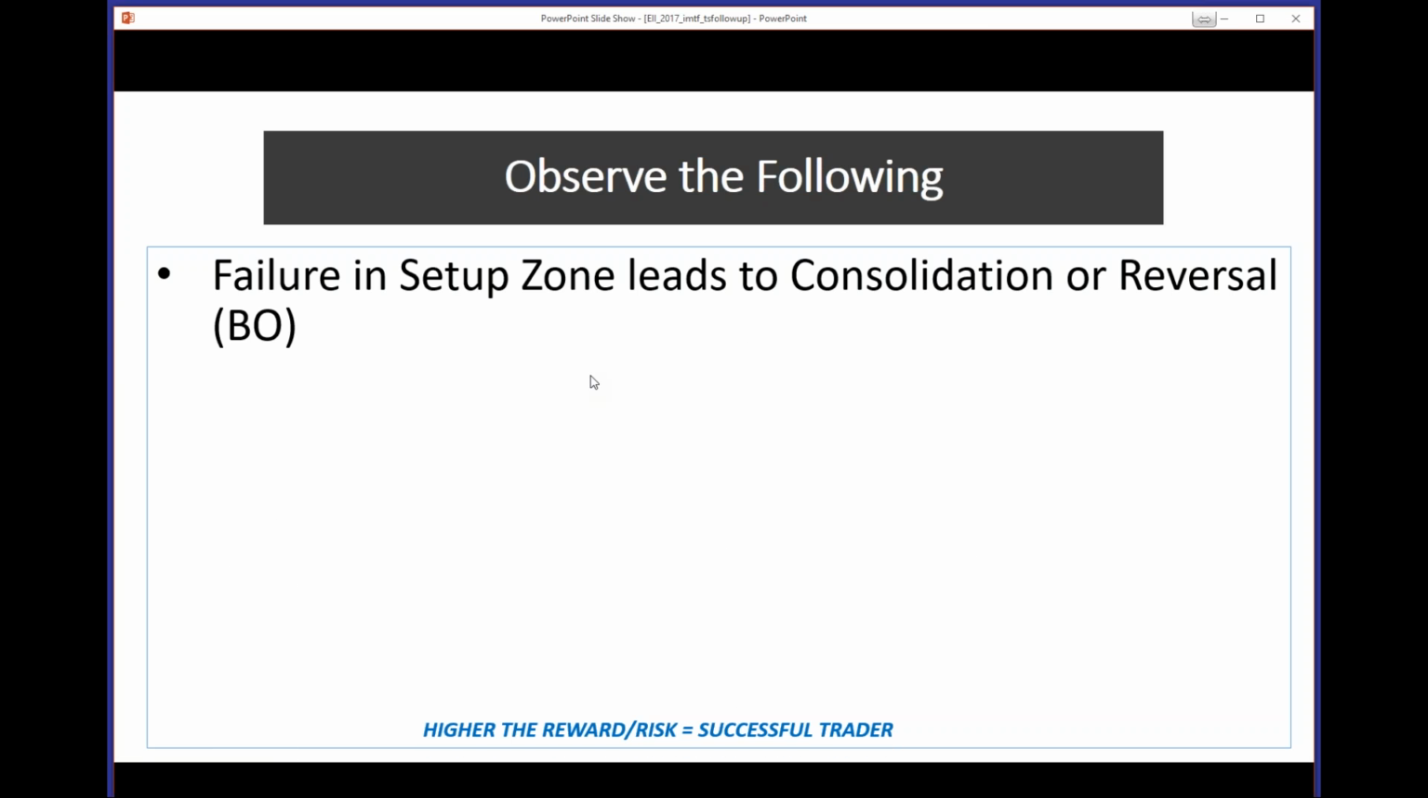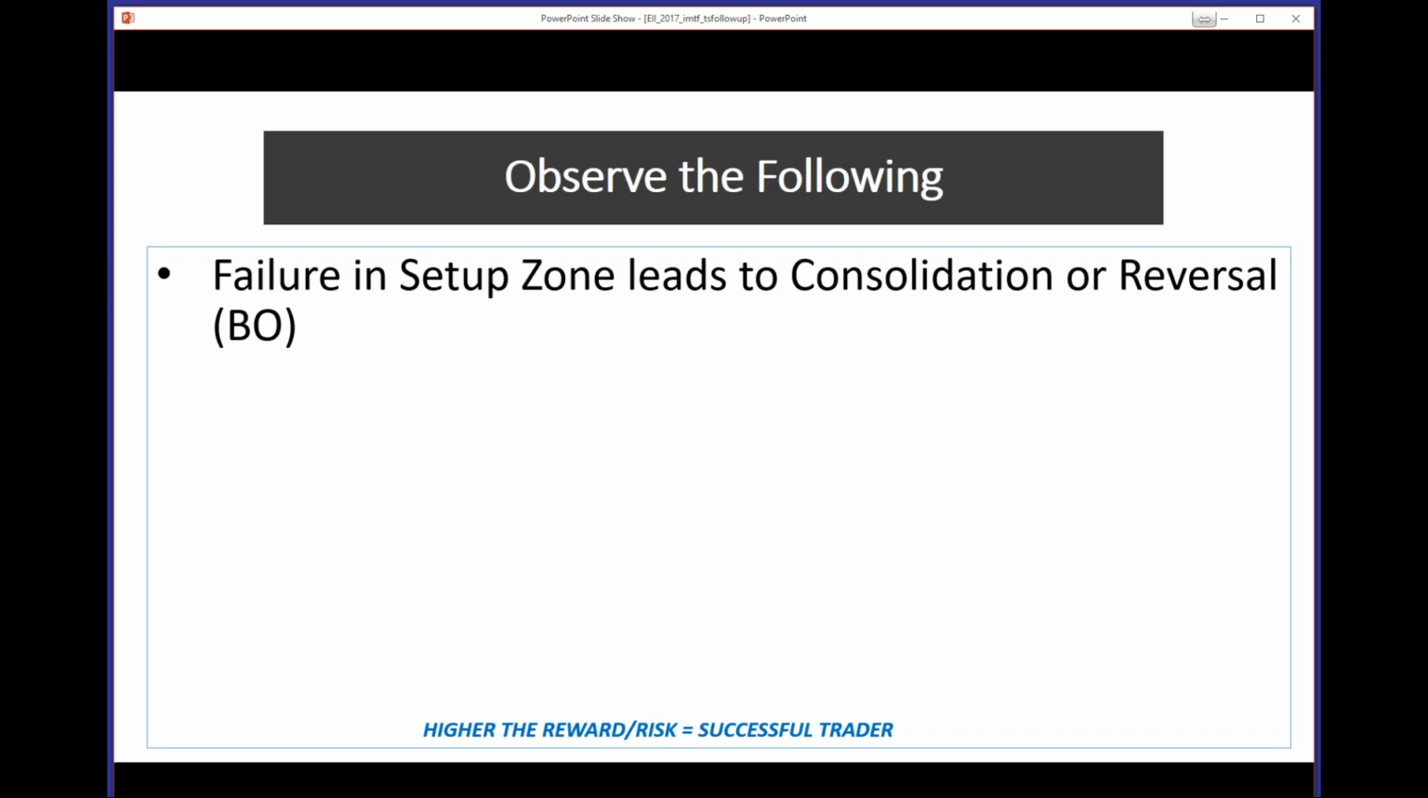Here's some observations for you guys to make with this indicator. And this is something we already talked about. When you get failure in one setup zone, it leads to either consolidation or reversal on the other side. If you had a red zone that failed, when the green zone occurs, put an order at the breakout level, the blue dots, and see if it triggers. If it triggers, then you know it's going to go bullish. If it doesn't trigger, then you know it's going to consolidate. Same thing the other way.